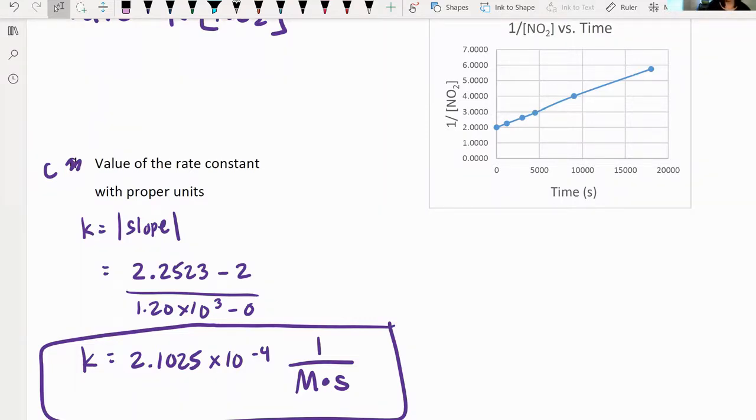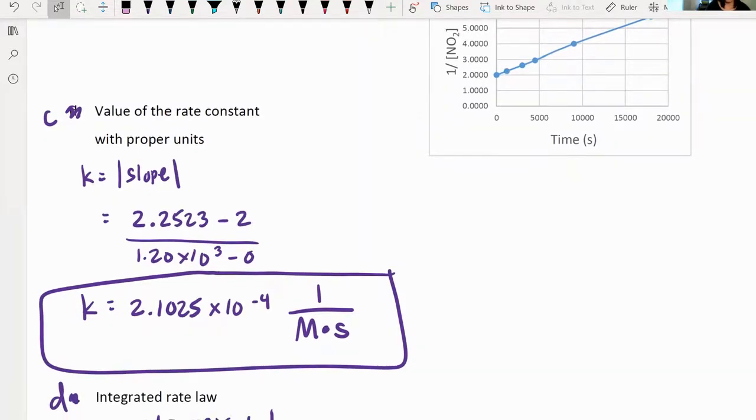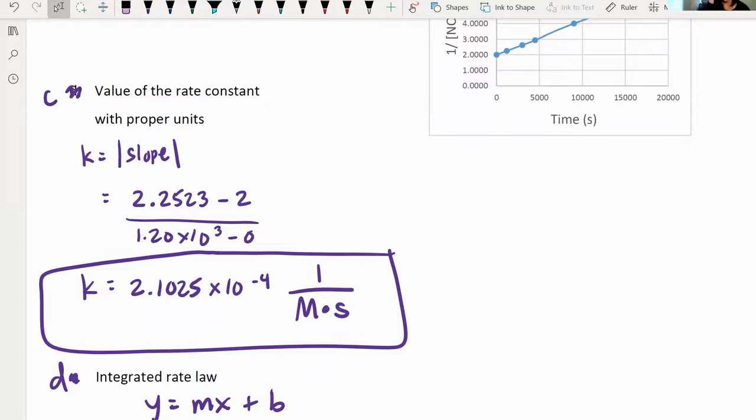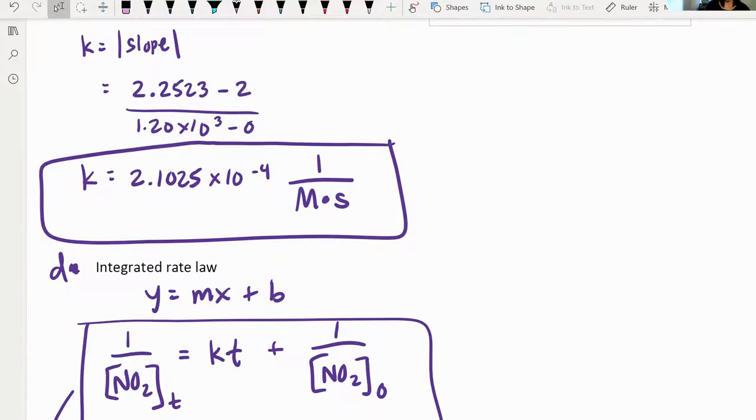All right, so part D, integrated rate law time. So that means y equals mx plus b. Plug in what we have on the y, plug in what we have on the x, and you plug in your y-intercept. Okay, so our variables are 1 over the concentration. We got a positive k value because we have a positive slope. And again, this is straight from your notes, just substituting in the NO2.